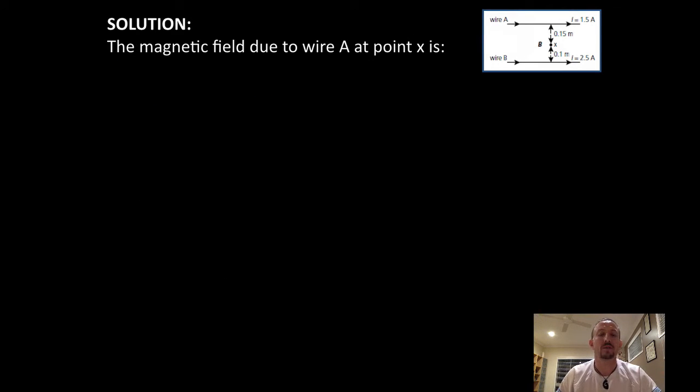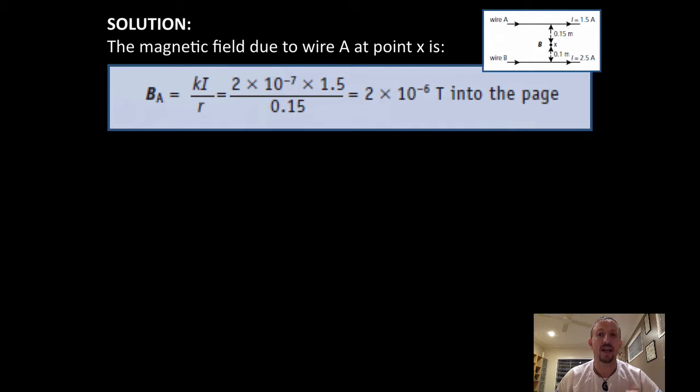So what we're going to do first is work out the magnetic field strength at point X for wire A. Remember, we know our current, which is 1.5. We know what our magnetic constant is, which is 2 times 10 to the negative 7. And we know what our radius is because it's 0.15 meters from wire A. So we can put that into the equation, and the result is that we get 2 times 10 to the negative 6 Tesla, and it's going into the page.